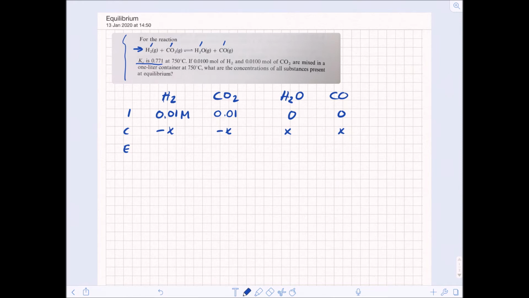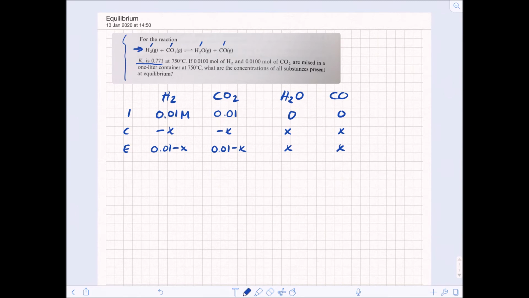And then it becomes rather easy to define the equilibrium concentrations, because we start with 0.01, remove x mole of hydrogen. Same thing for carbon dioxide. And here we'll have x, since 0 plus x is x, right? Okay, so far so good.